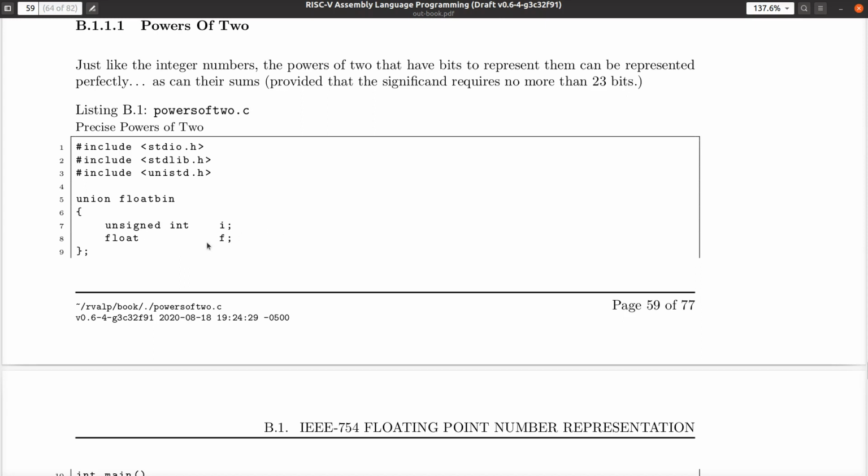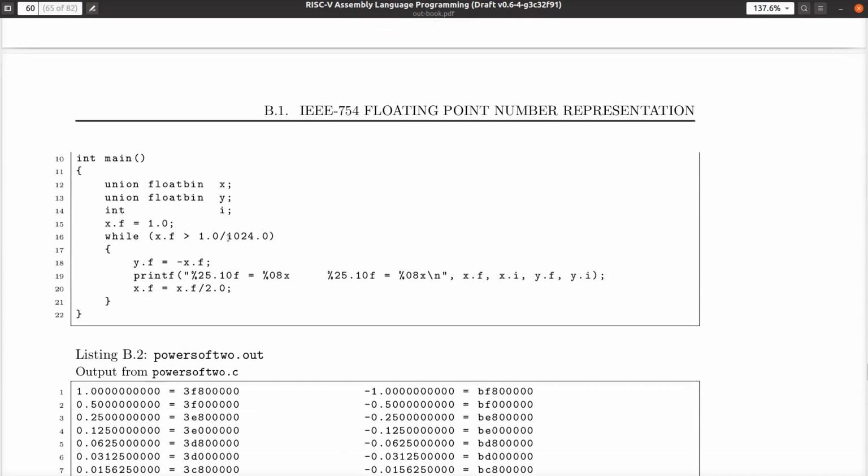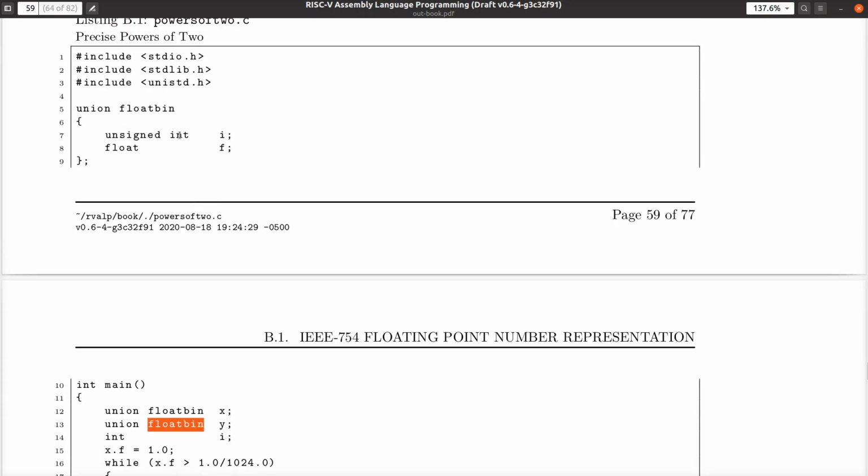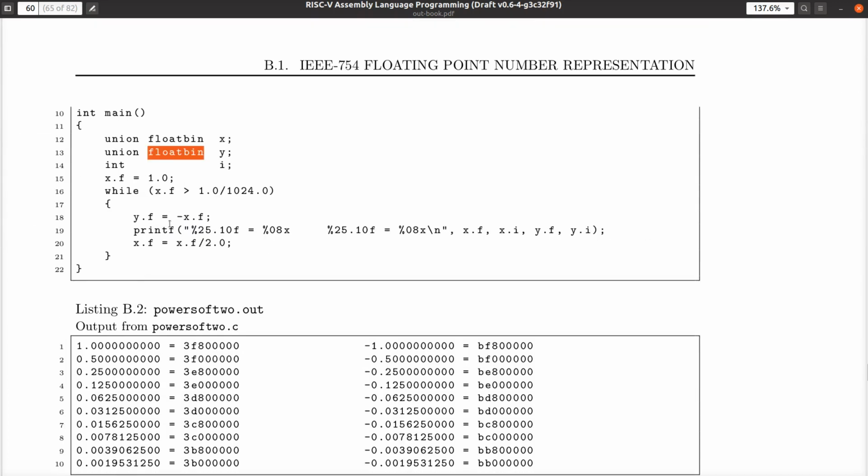So if I set this value f to some number, and then I use this variable i, what I'm using are the bits that are represented by this floating point value. And I do this so I can print out these values in hex, right? So what I did is I created an x and a y using this float bin union that we just looked at here. And then what I'm going to do is print it out. See how I say x.f and x.i and so on? Look what's going on here.